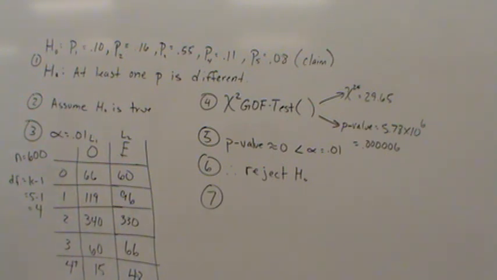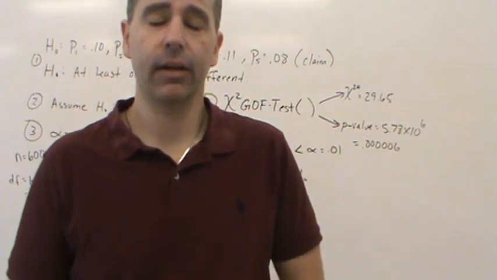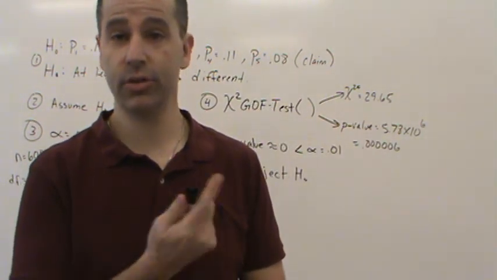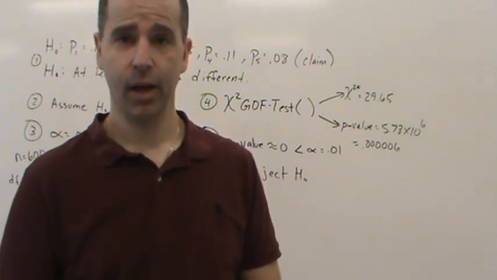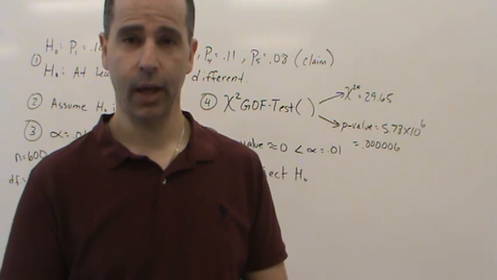Okay, so next time, guys, we're going to talk about the test for independence and talk about how that's also a chi-squared distribution. In fact, it uses the same test statistic, but we are testing a different question, a different claim. So I'll see you next time.